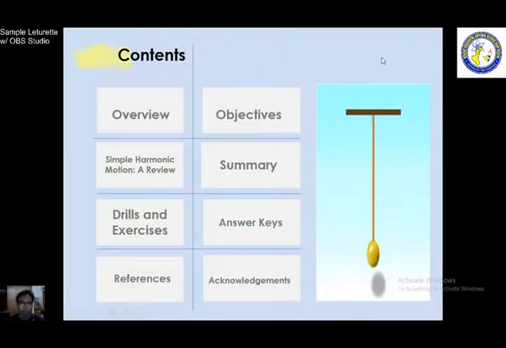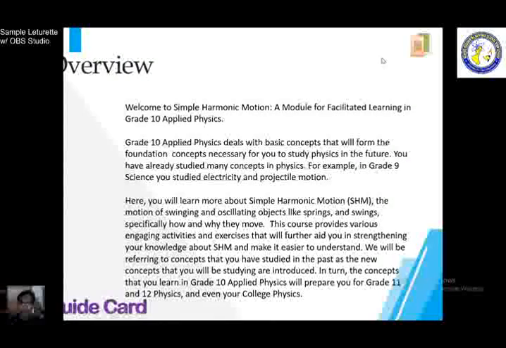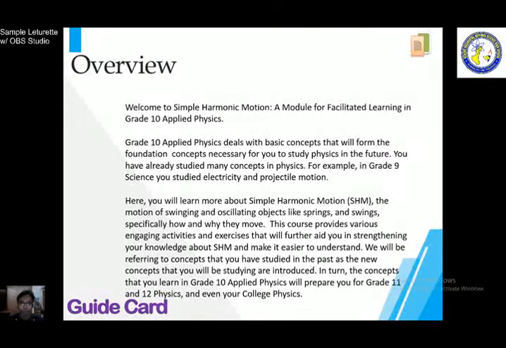Okay, so let's proceed. So you have here the overview of our SIM, or also known as the guide card of a strategic intervention material. So here you will learn more about simple harmonic motion, the motion of swinging and oscillating objects like springs and swings, specifically how and why they move. And of course, in this SIM, you will also be given various and engaging activities and exercises that will further aid you in strengthening your knowledge about SHM, or simple harmonic motion. So I hope you will learn a lot at the end of this topic.